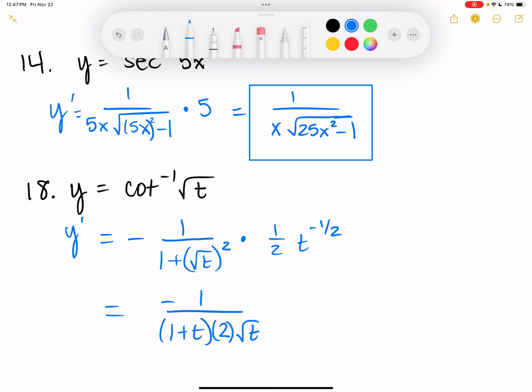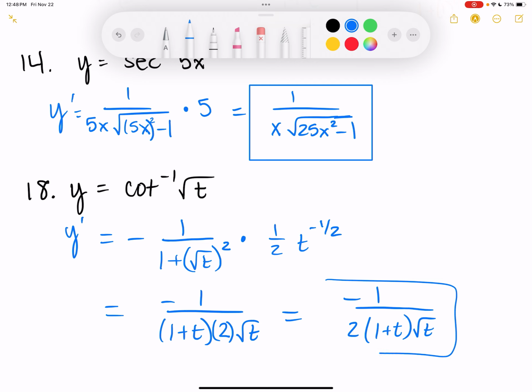And just because I don't like the order that that's in, I'm going to do negative 1 over 2 times 1 plus t times the square root of t for the answer. Because I think that looks nicer than the 2 being randomly thrown in the middle. I agree.